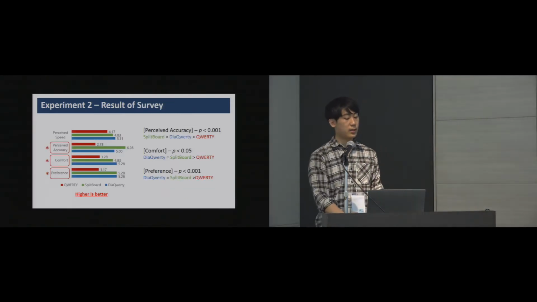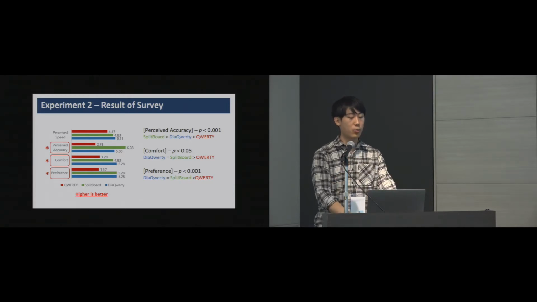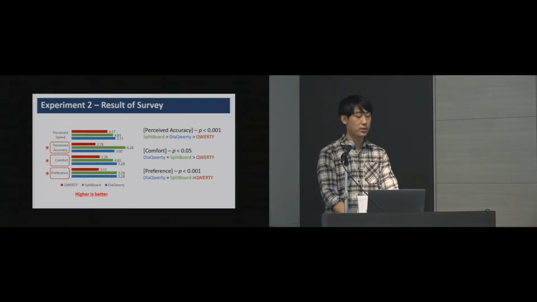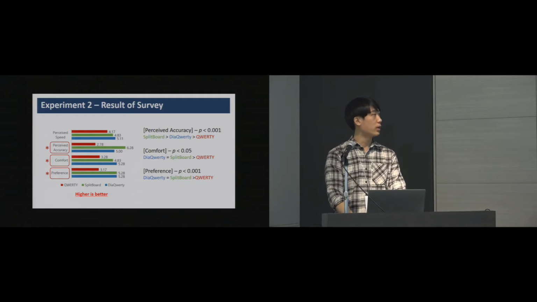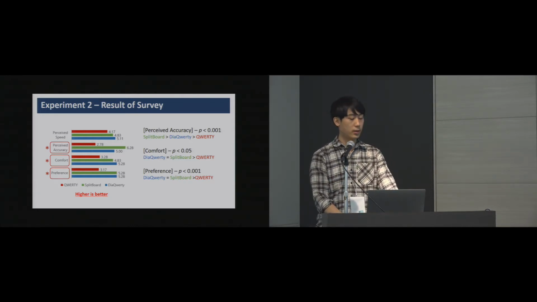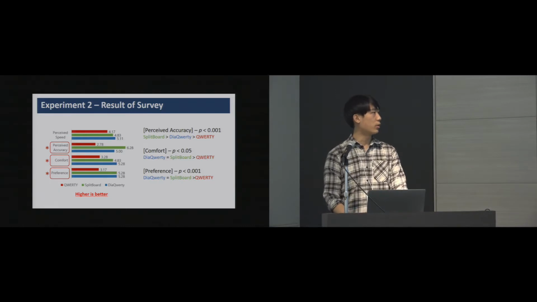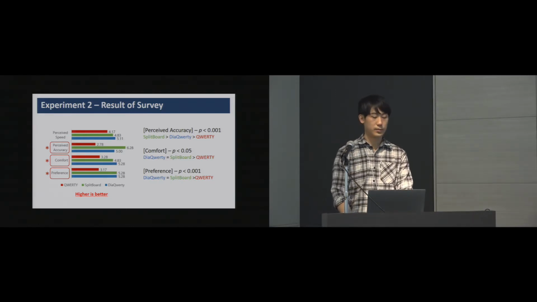This is a subjective survey result. Friedman test showed that there was a significant difference in perceived accuracy, comfort, and preference. SplitBoard was perceived to be the most accurate, and QWERTY was perceived to be the most inaccurate. And QWERTY was the most uncomfortable and the least preferred.